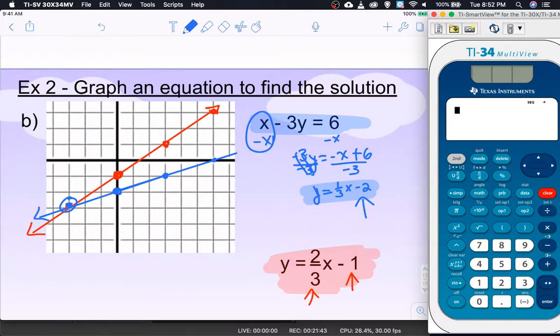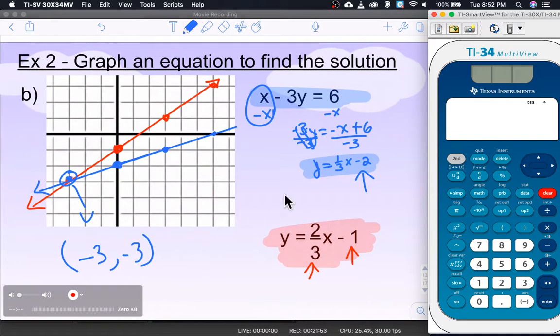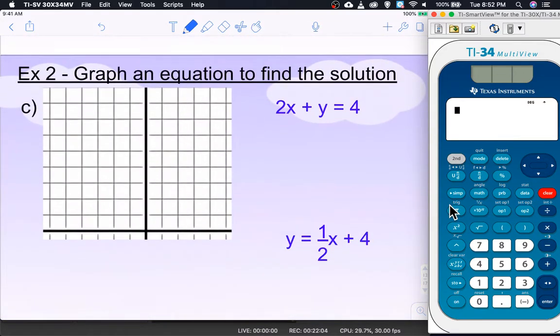So my solution to this problem is the point (-3, -3). That is the one point that is on both lines. It is the one point that will make both of these equations true. It is the only point that will make both of them true. All right, so 2 for me, 1 for you.